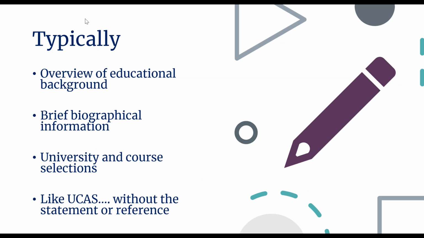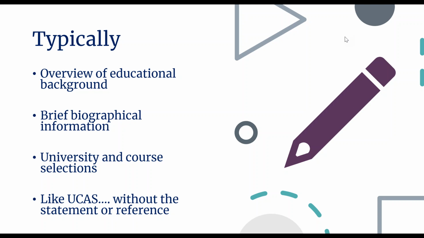Well, students are going to be doing a number of different things. Typically, they'll give an overview of their educational background. So where have you been to school? What have you studied? What grades have you achieved? What exams are you going to be taking by the time you finish school? They're going to give some biographical information, nothing like as involved as the US process, similar to UCAS: your name, your date of birth, your passport, where you live, and mailing address, and those kinds of things as well. They're going to make their selections.